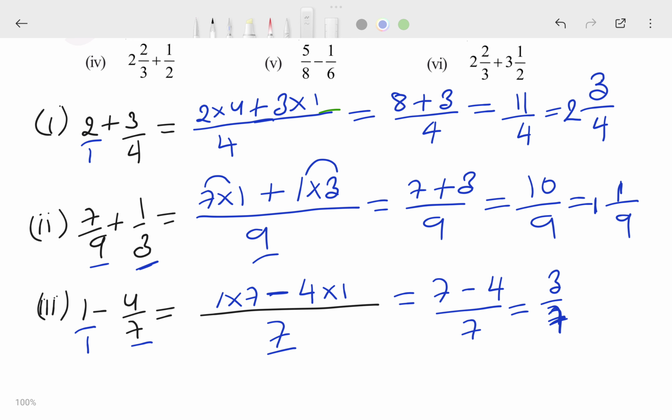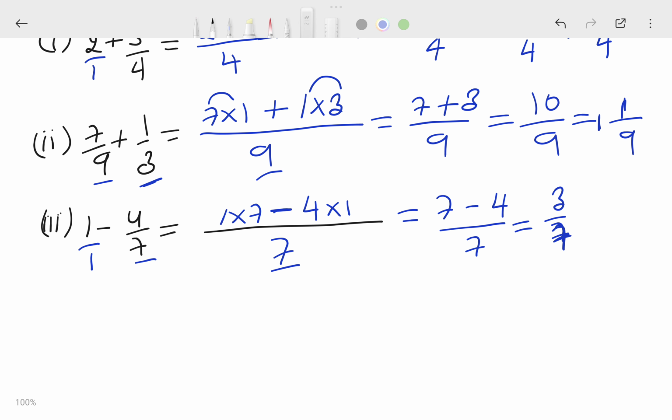So now let's see the fourth question here. I tried to write the fourth question here. The fourth question is 2 by 2 by 3, plus 1 by 2. So this is our fourth question. Okay, so how will we solve this one? Let's see. Before going to solve, we have to convert this mixed fraction into a normal fraction.